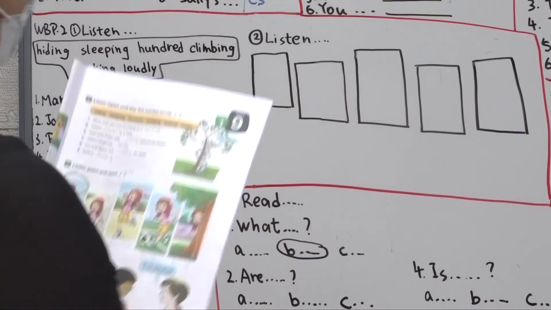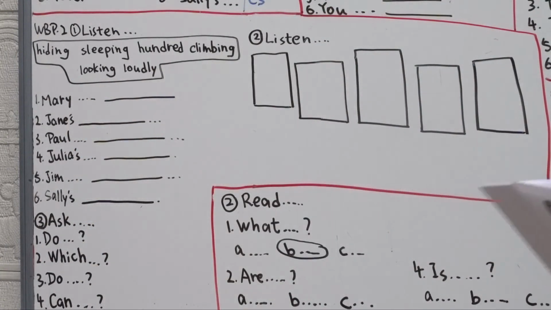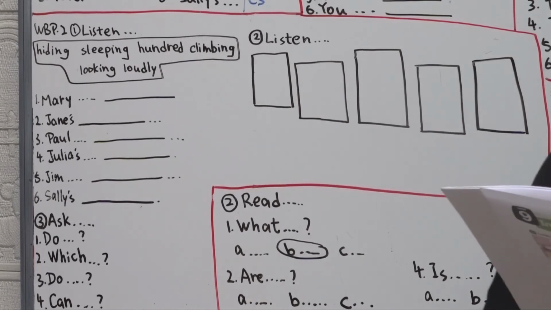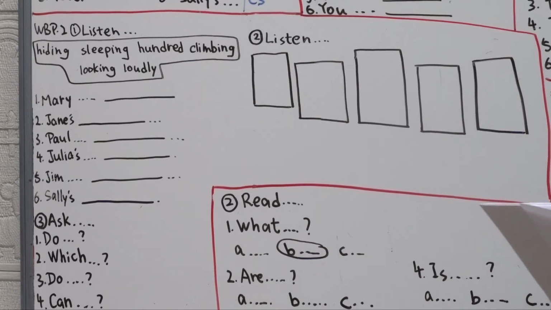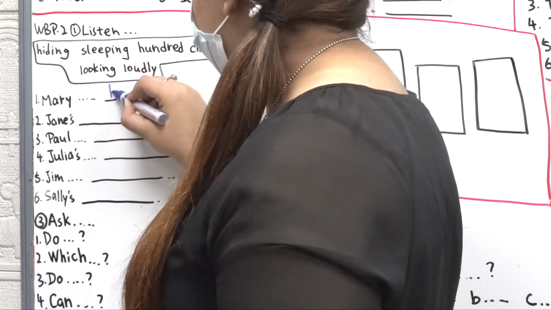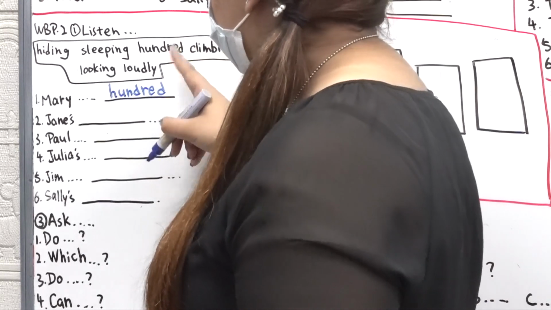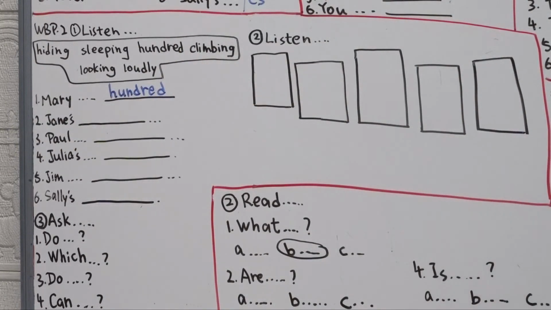Number 1, Mary and Jim are counting to... Use pencil, don't use pen. Mary and Jim are counting to what? They are counting to 100, right? So the first one is 100 in front of you. Keep going.